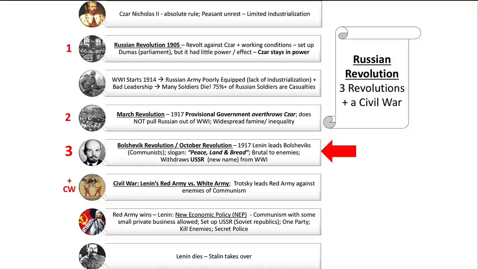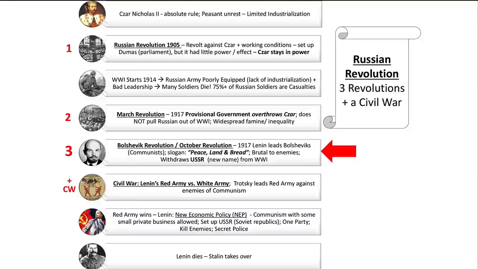Now, after the Bolsheviks take over, many Russians are unhappy with this new government. They do not like the Bolsheviks, either because they prefer the Tsar or some of them prefer the provisional government, whatever. There are anti-Bolshevik forces, and this leads to a civil war. So after the Bolsheviks take power, there was another civil war. That is the Red Army versus the White Army. The Red Army are the Bolsheviks. The White Army are the enemies of the Bolsheviks.